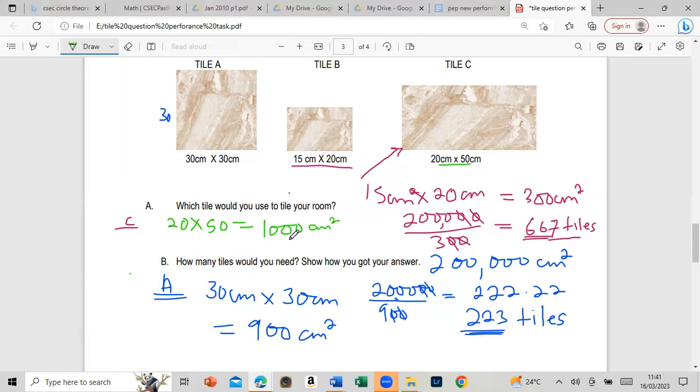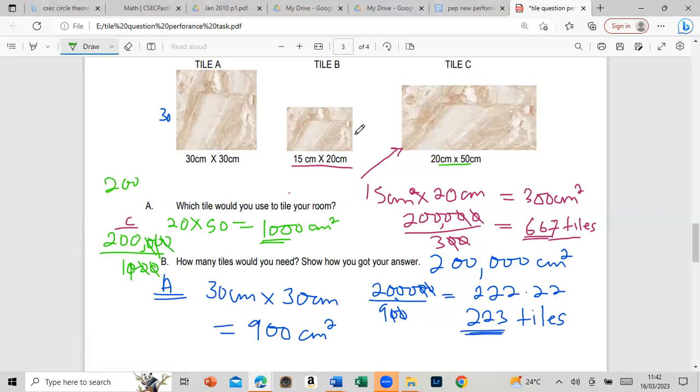So each one is going to take up 1,000 centimeters squared, and then the entire thing is 200,000, and we divide by 1,000. So we just have to cancel off the zeros. Very easy, isn't it? I think I added an extra zero. No, this is fine. It's supposed to be 1,000. Alright, so as I said, this is going to take fewer tiles. So this one is going to take 200 tiles.